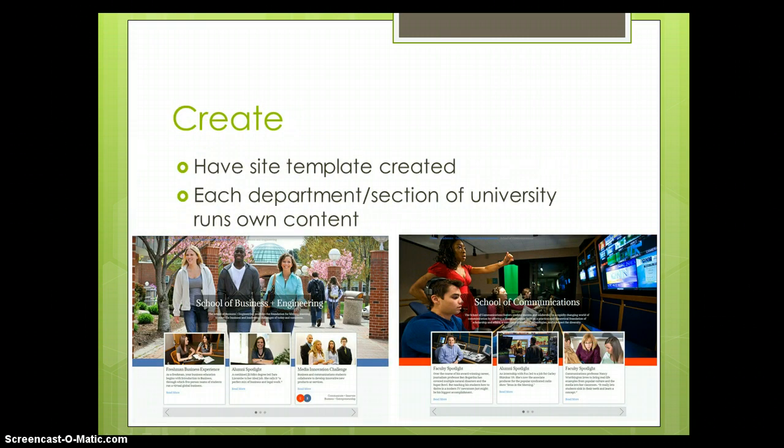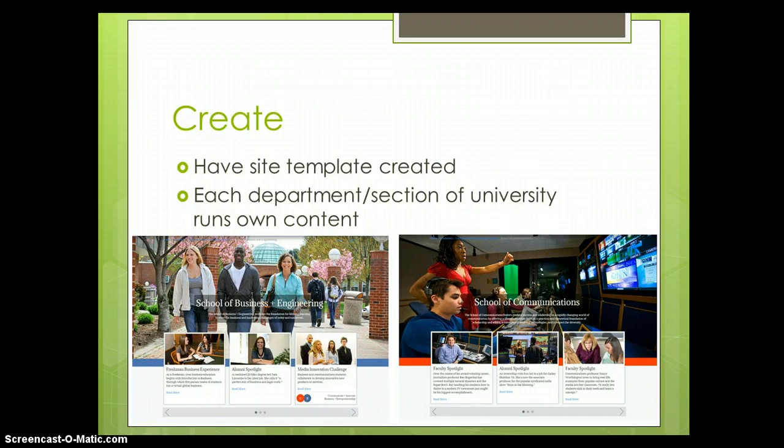The second phase then is to create the content, and this one's pretty basic. An easy way to do it, especially for a university website, is to have the site template created, have something generic, but then within that, the overall university website, have each department or section of the university run its own content. You can see I've chosen the Quinnipiac website as an excellent example of this.